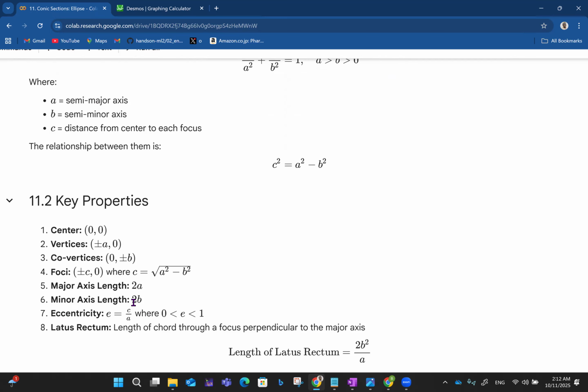There's something called the eccentricity. It is the ratio of c to a, where e lies between 0 and 1. So the eccentricity is greater than 0 but less than 1. Then the latus rectum, that's the length of the chord through a focus perpendicular to the major axis. The length of the latus rectum is 2b squared over a.